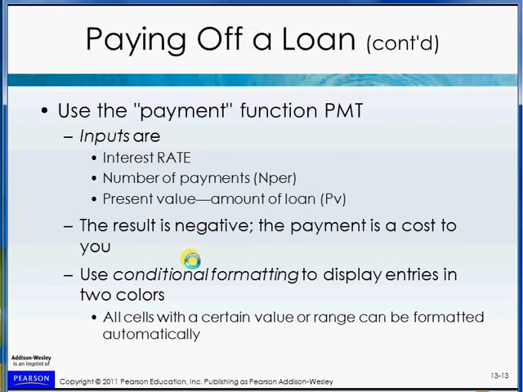So we used a PMT function. In a PMT function, we started with an equal sign, of course, and PMT, and here's our three variables. We have our interest rate, our number of payments. Now notice it's not number of years, it's number of payments. And then our present value, or the amount of our loan. That's our principal. You know that if the result is negative, the payment is a cost to you.